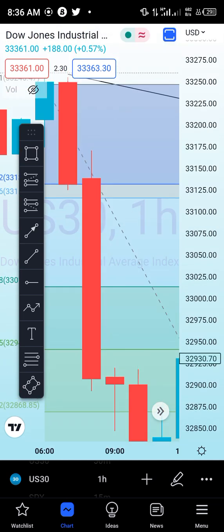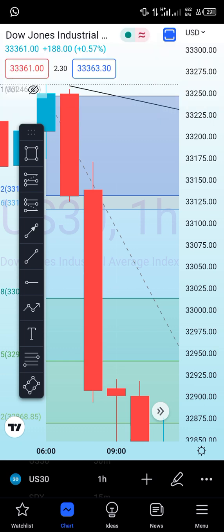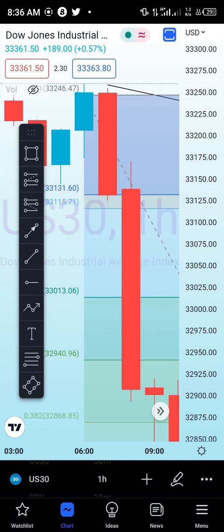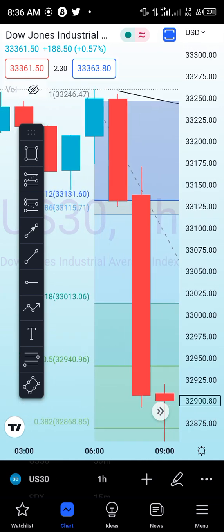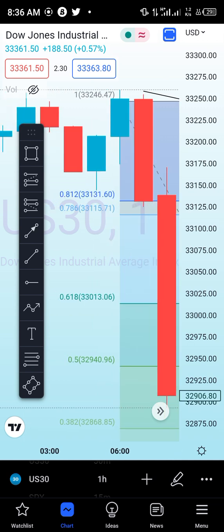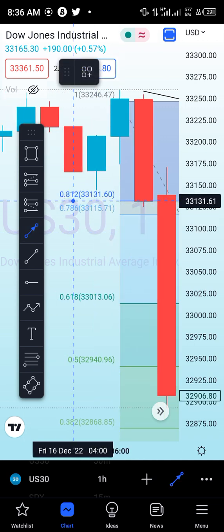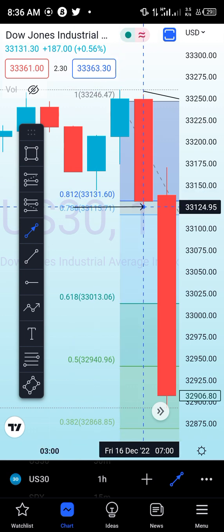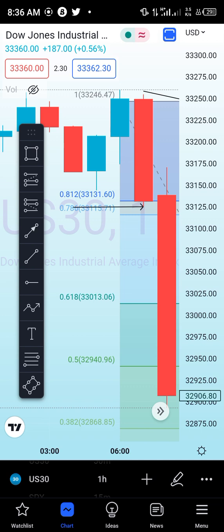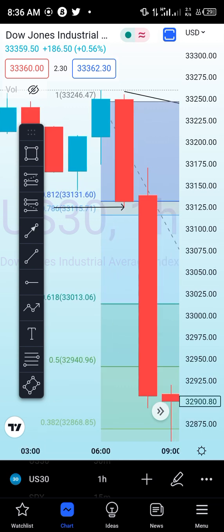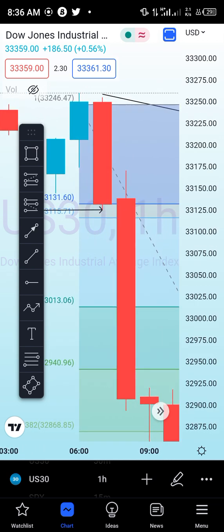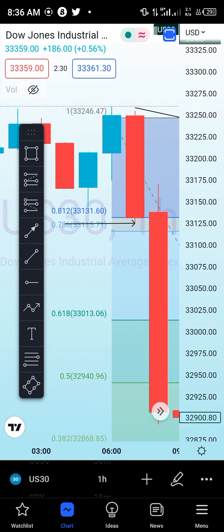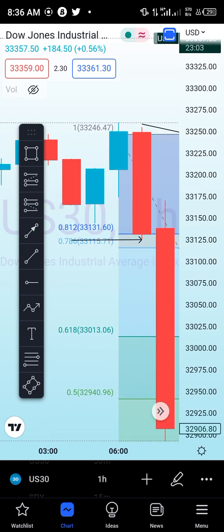How do I get this? This tiny zone here is the 78.6. You can see that the 78.6% is lined up in this particular point here. So you can set your stop loss at this zone, or you can set your stop loss at 81.2%.